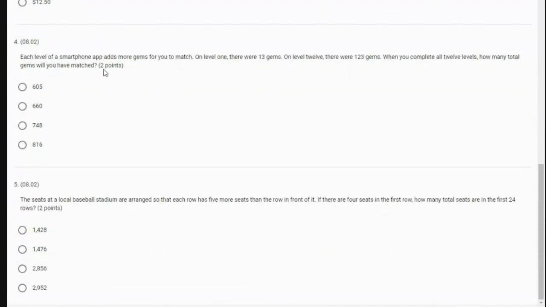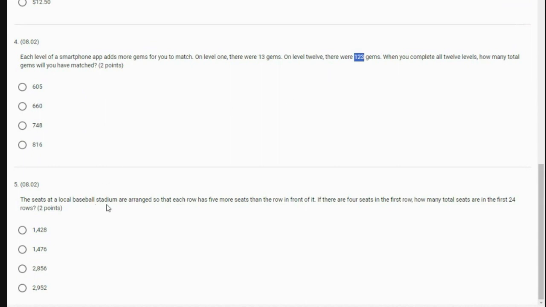5 questions. Each level of a smartphone app adds more gems for you to match. Level 1, you have to match 13 gems. On level 12, there's 123 gems. When you complete all 12 levels, how many total gems will you have matched? Okay, so they give you a sub 1. They give you a sub 12. You have a formula for that.